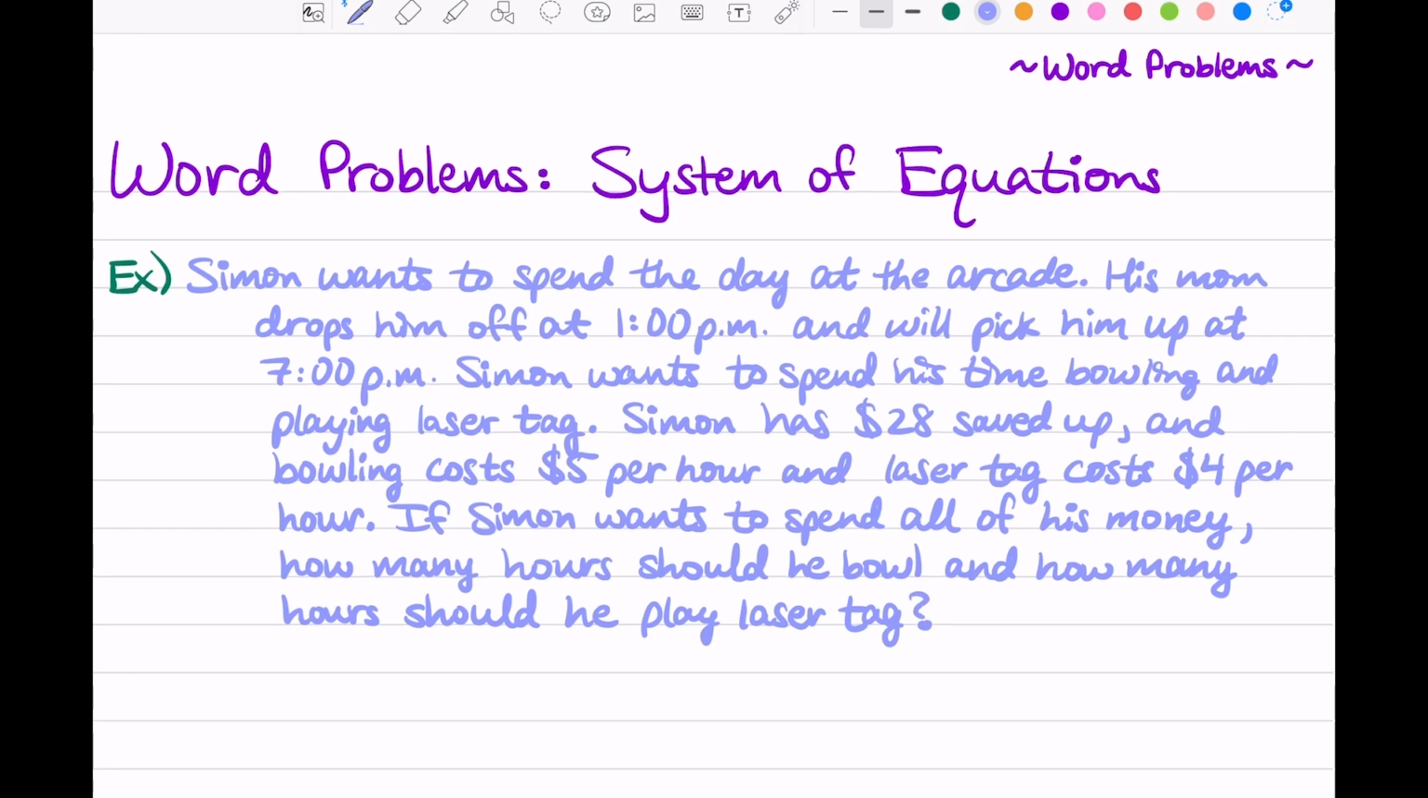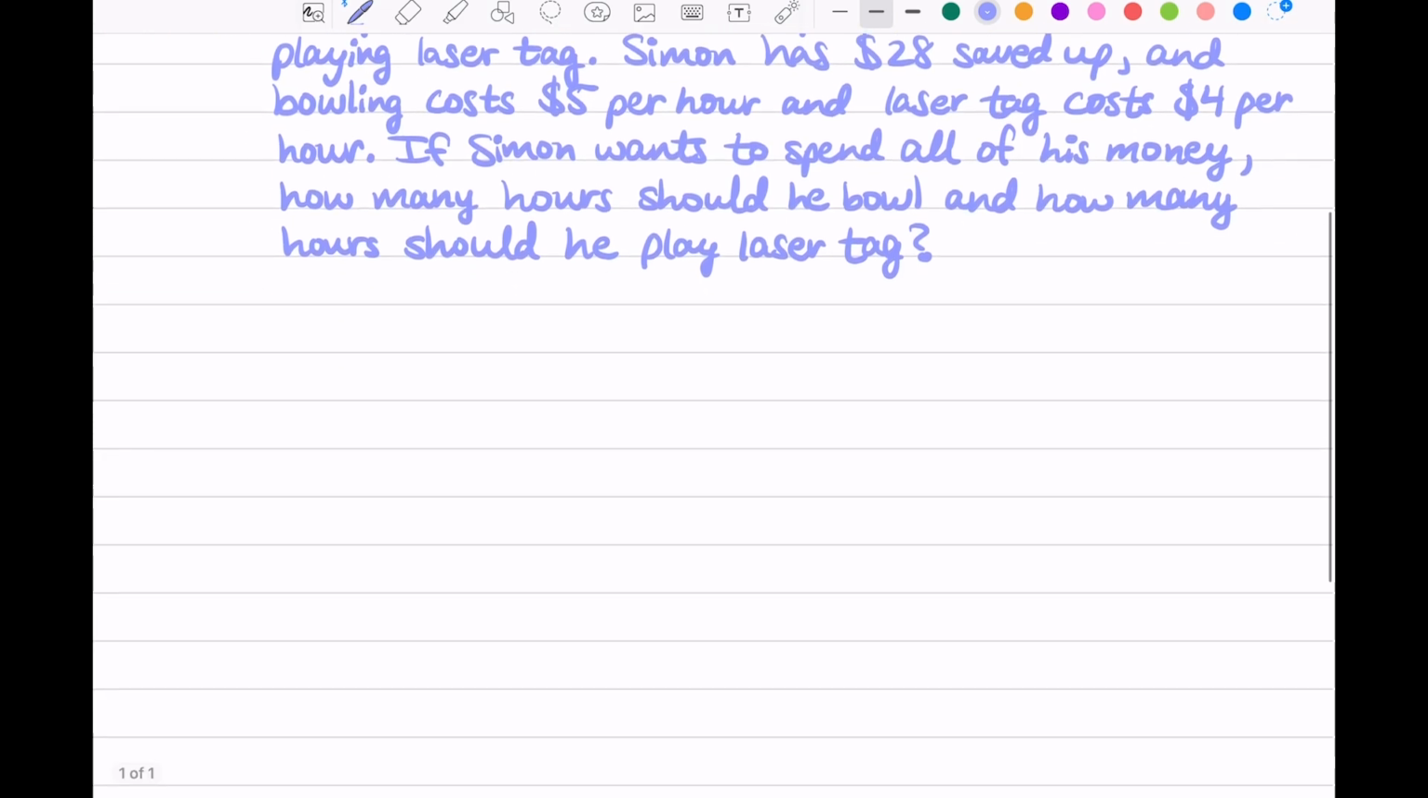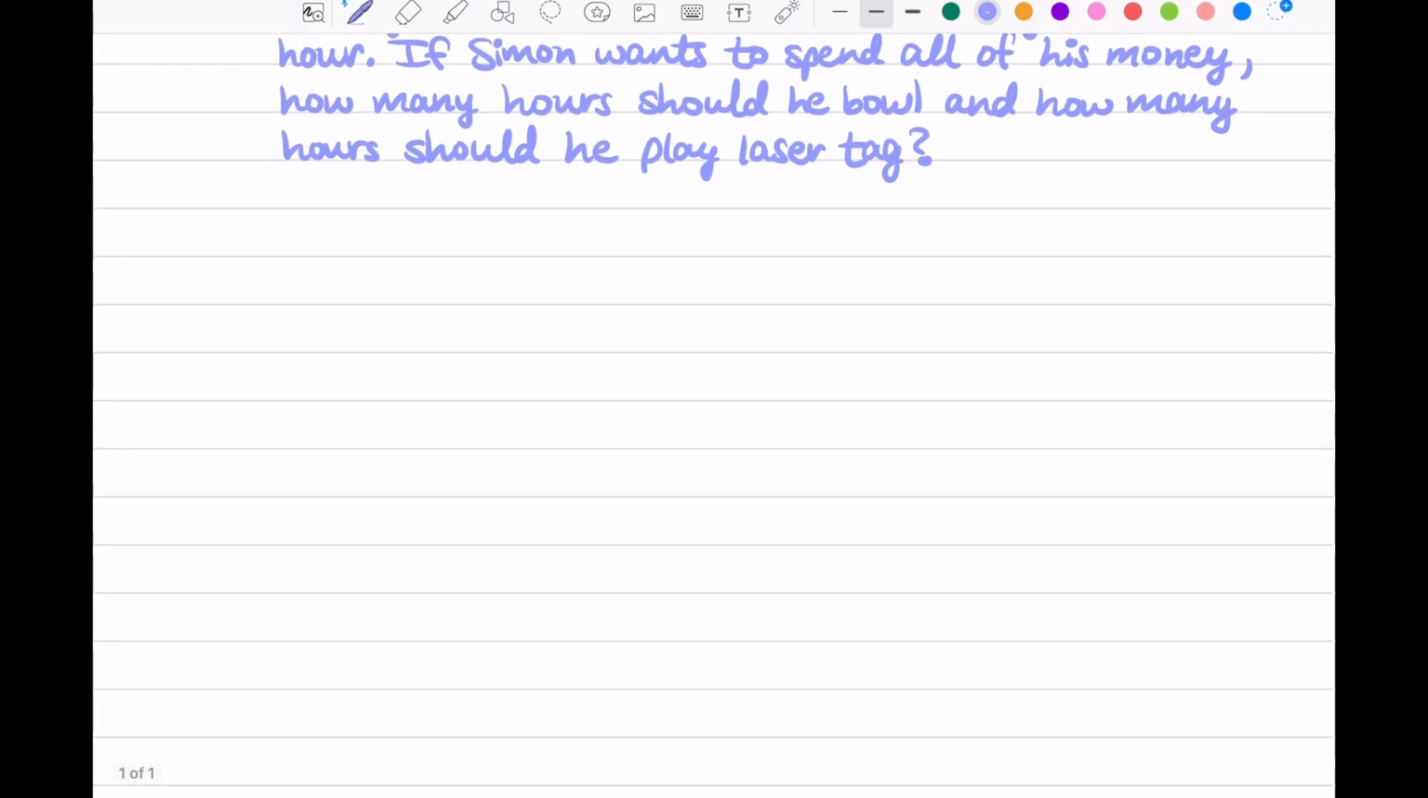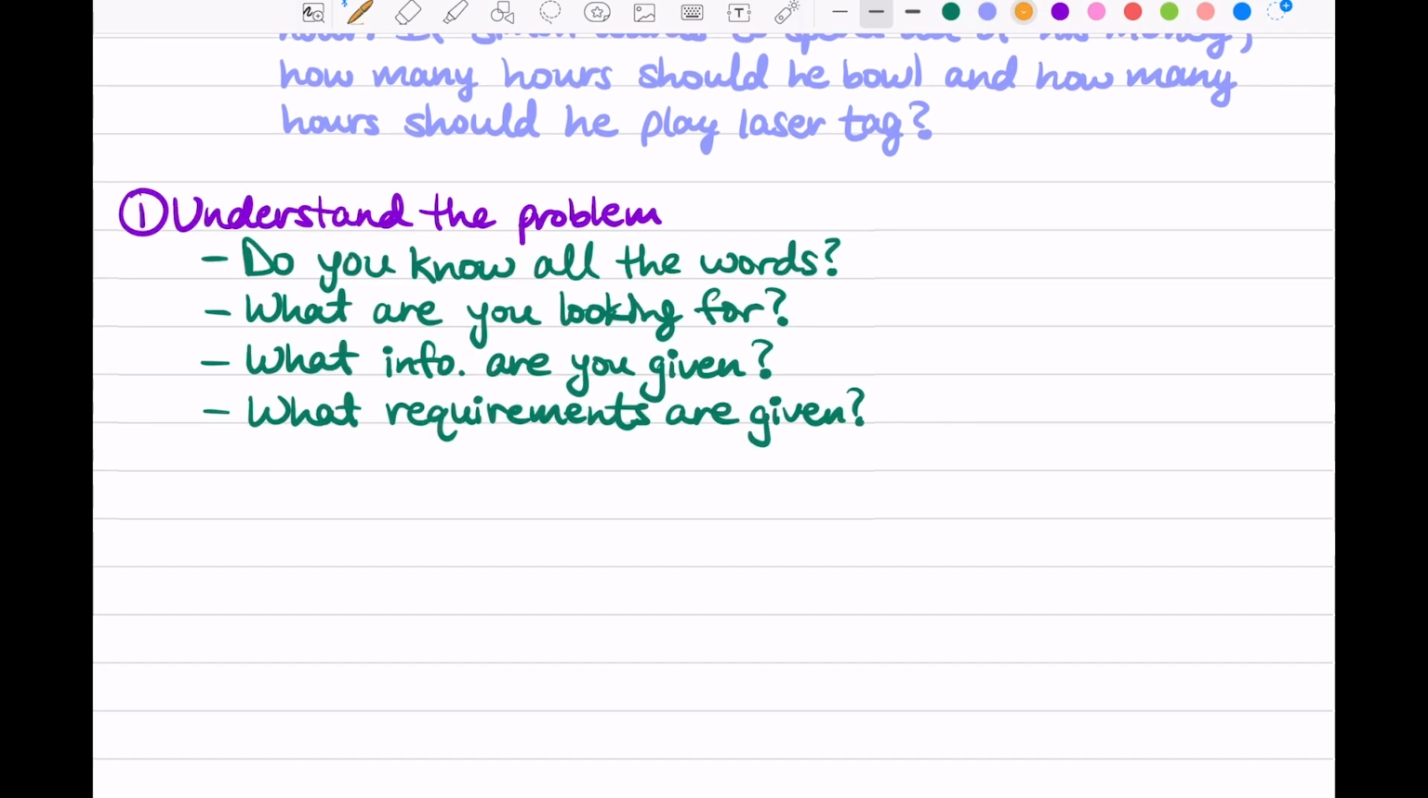All right, that is our word problem. We have a big paragraph of information, and we need to figure something out. So how do we tackle word problems? We use our 4-step method, as we've learned, and the first step is to understand the problem. And to understand the problem, we need to ask these 4 questions.